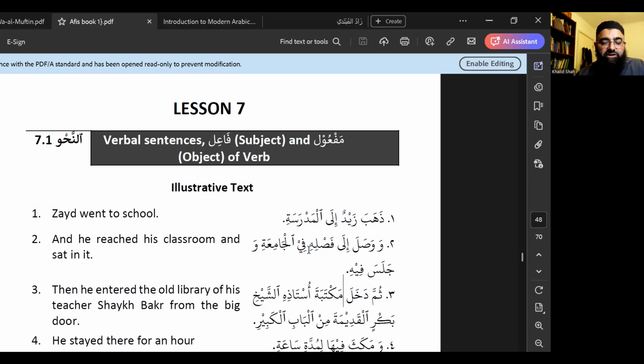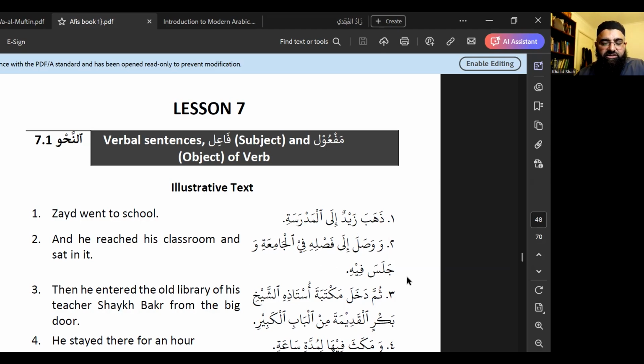So إلى فصله, to his classroom. فصله is mudaf mudaf ilayhi. There's an attached pronoun at the end, he. It's فصله, with a kasra because of the إلى, majroor. This is jar majroor, and the he is mudaf ilayhi. The he takes a kasra. Why? Because there's a kasra before it. So it follows the harakah of the word that it's joined to. Fil jamiyati, jar majroor again.